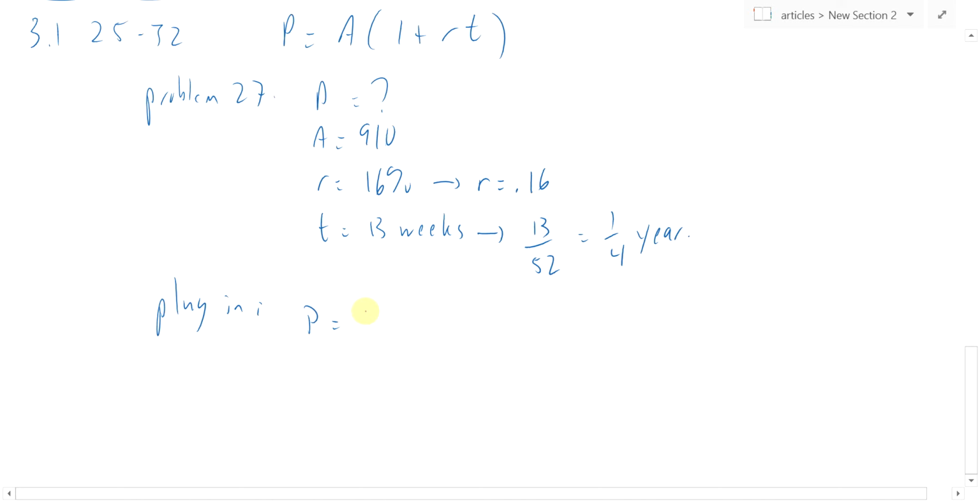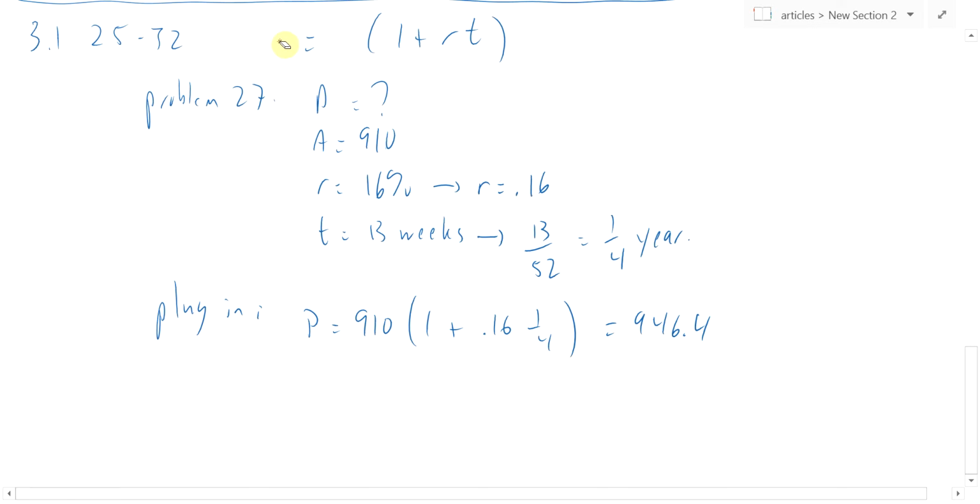So P equals 910 times 1 plus, and don't forget the parentheses, R, which is 0.16 times 1/4. And you multiply all that out and figure out what you get. Oh, and I got A and P reversed there, didn't I? Oh, that's sad. So this is A, this is P. I apologize for that. A we don't know. We know P. We're looking for A. Unfortunately, I don't know entirely how to edit stuff here, so I'm not going to go back and redo it.